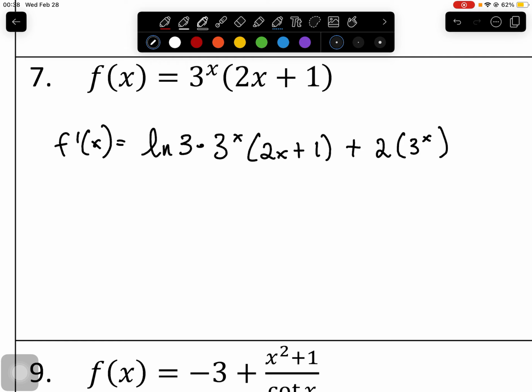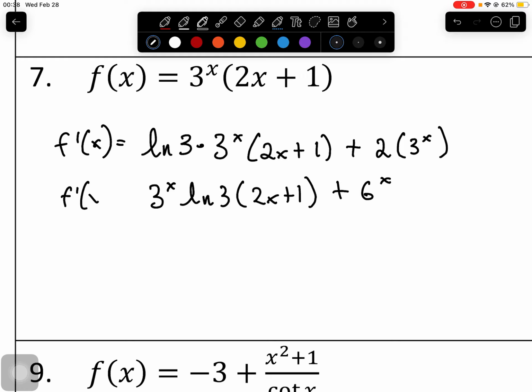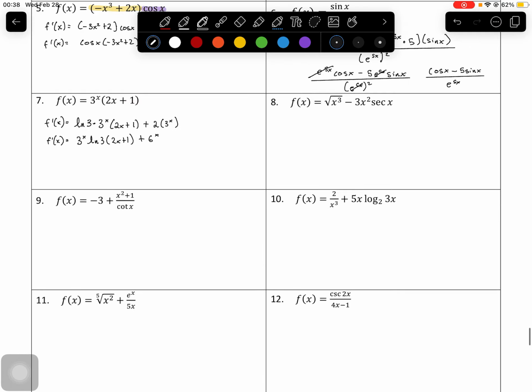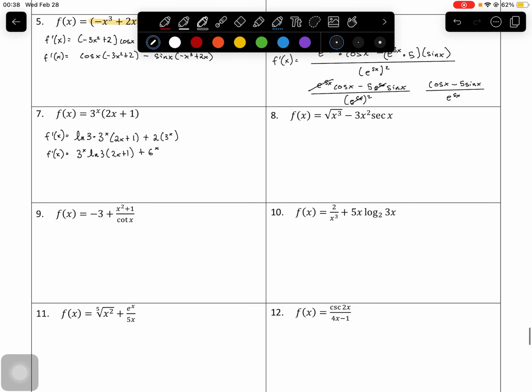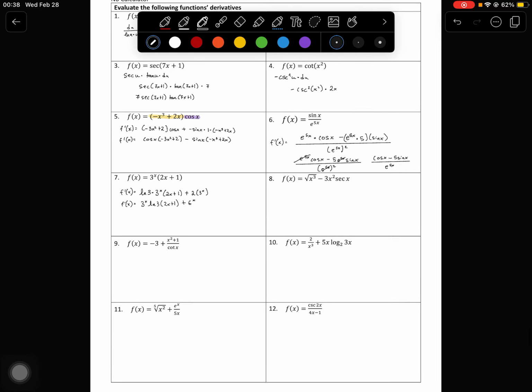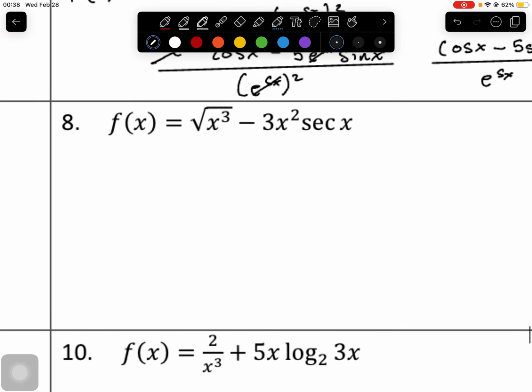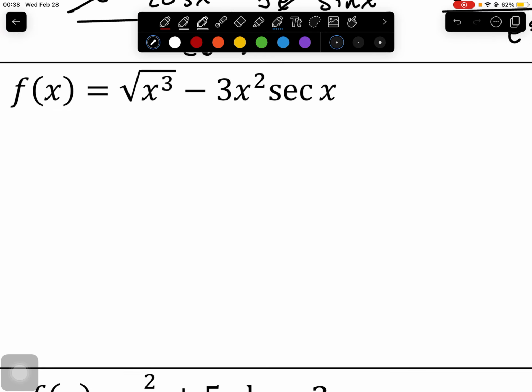I think you could do 3x natural log 3 parentheses 2x plus 1 plus 6x. And then since we have only a few more, once I get to number 12, I'll go over them and check the answer key to make sure. And if not, I'll redo a problem.